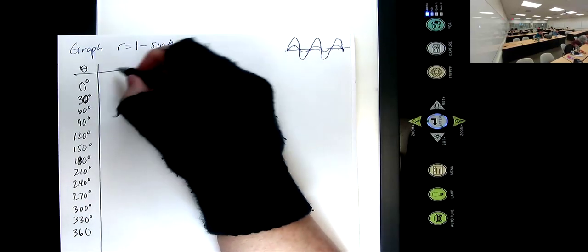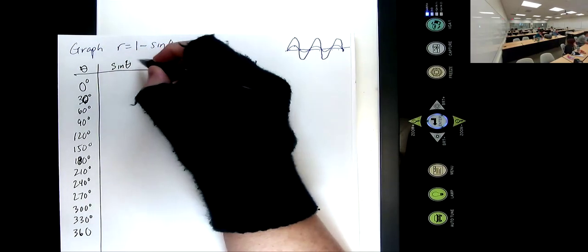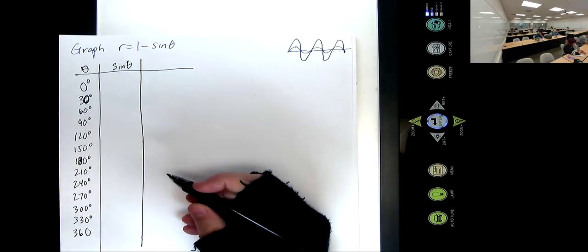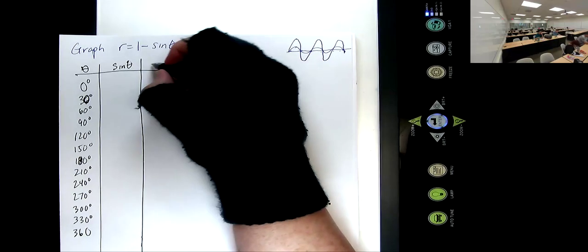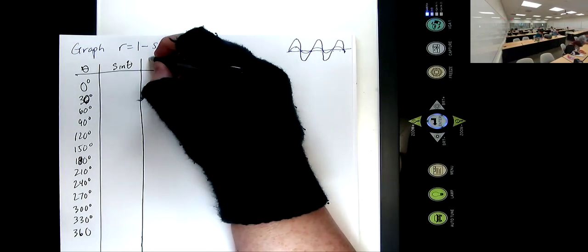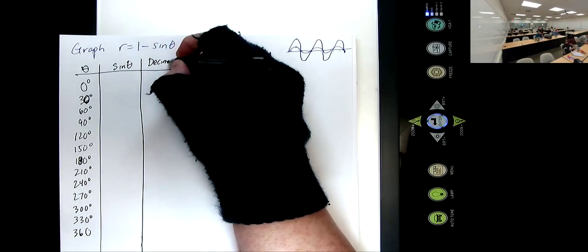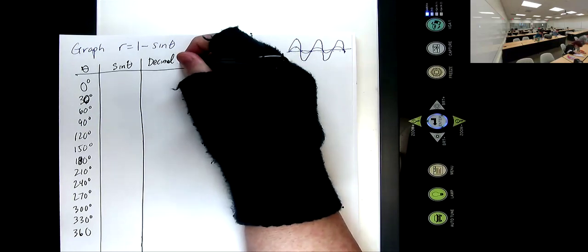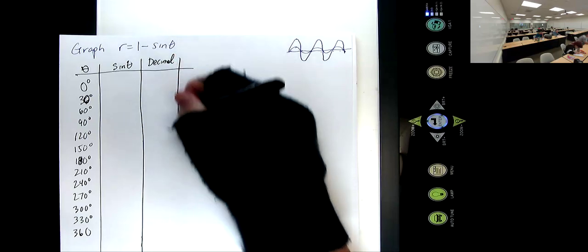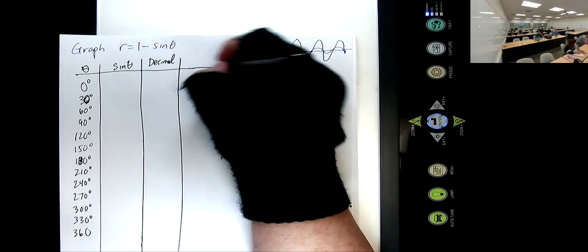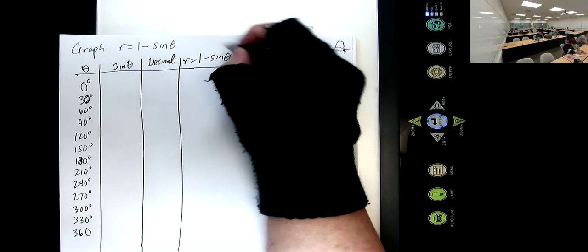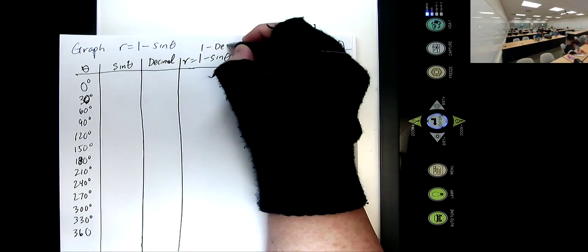Then I'm going to make a column for sine theta. Maybe we'll do a decimal column for sine theta, because it's easier to do sine theta with the angles we use, just off the unit circle. But then we'll do r. We're going to take the previous column and do 1 minus sine theta, which is 1 minus the decimal we had in the previous column.